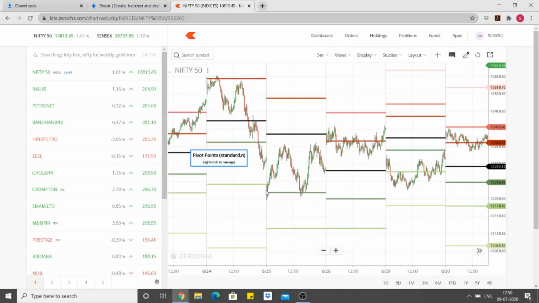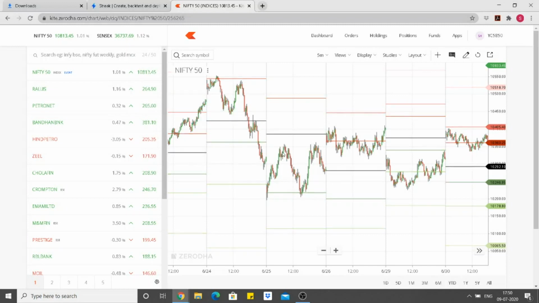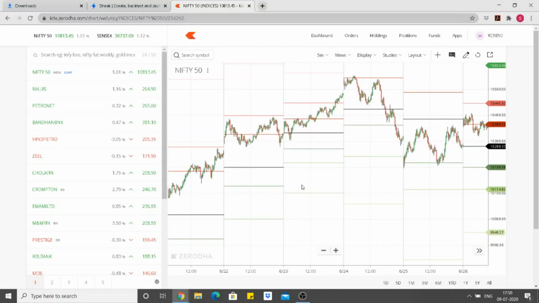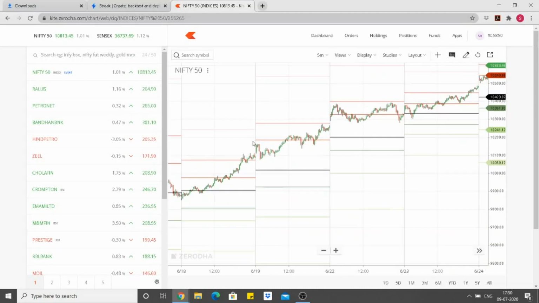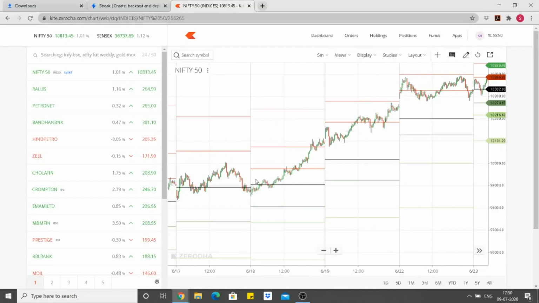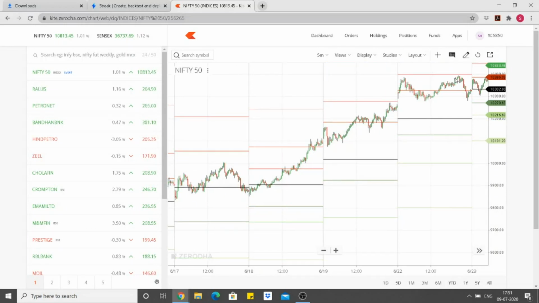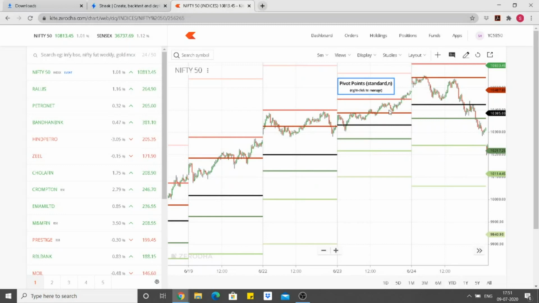It kept going down, opened even lower, and stayed lower than the next day's pivot point level. So pivot points can act as superb intraday support and resistance levels for intraday traders. You can see it's taken support over here, resistance over here, support over here, resistance over here.